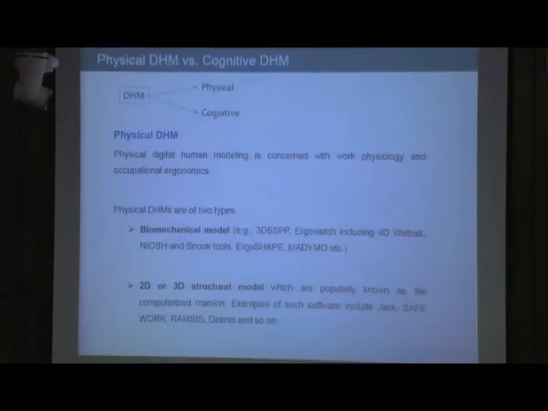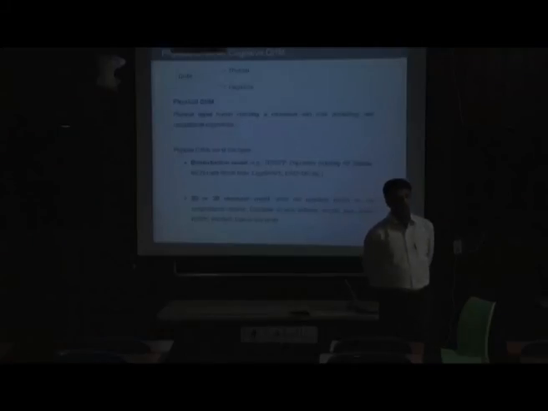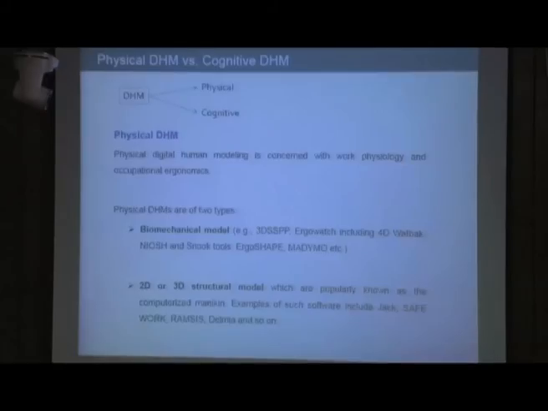So overall, this physical digital human model is mainly concerned with biomechanical and anthropometric aspects, and while we are evaluating any workstation, we are checking the human compatibility with the machine. We use this type of physical digital human model. But the digital human model which we are discussing in the present course is mainly related to the 2-dimensional or 3-dimensional structural model.